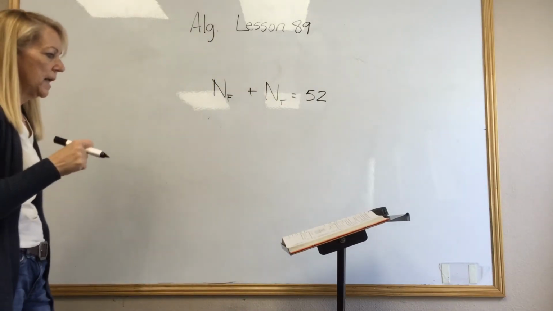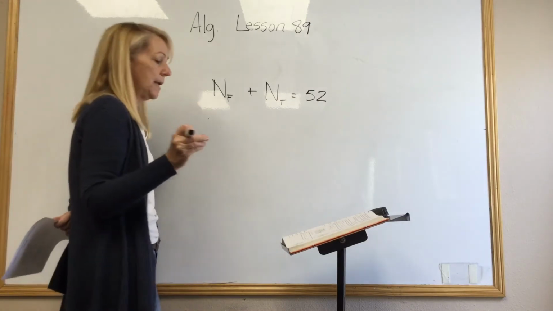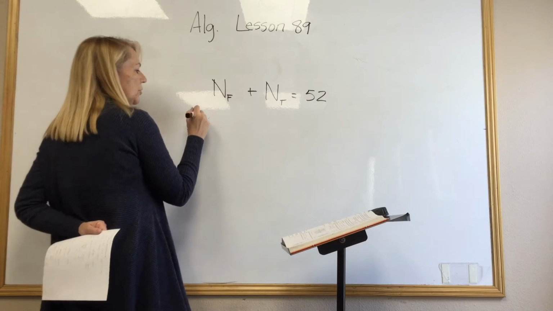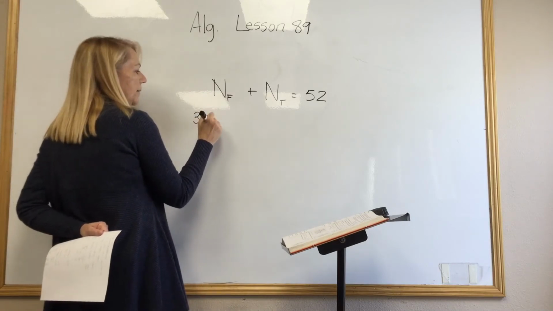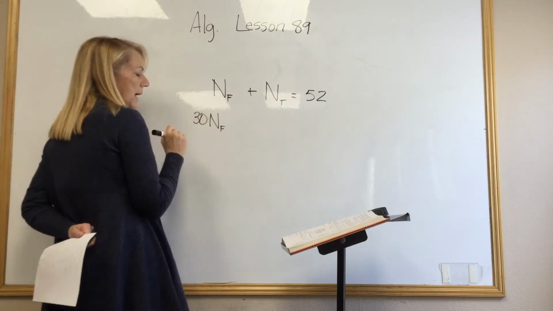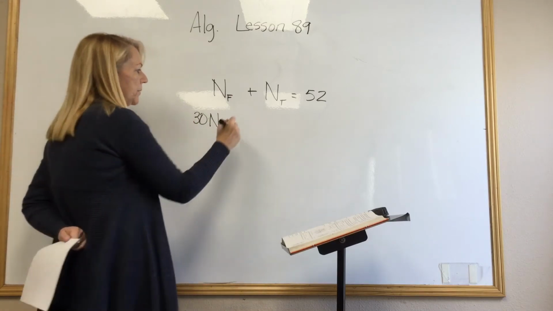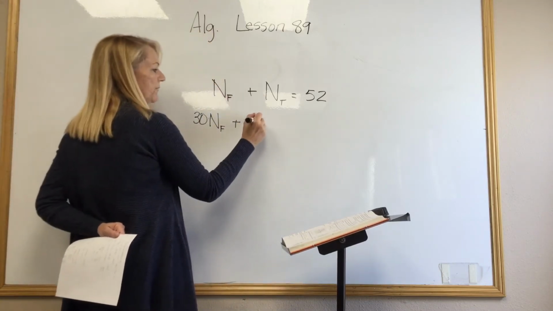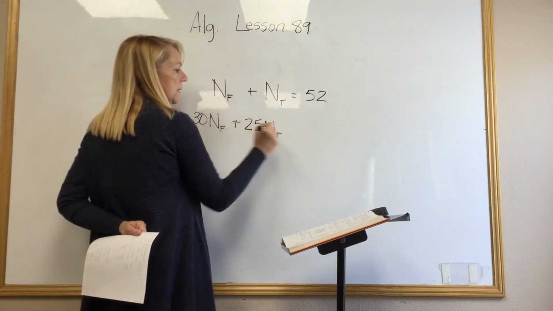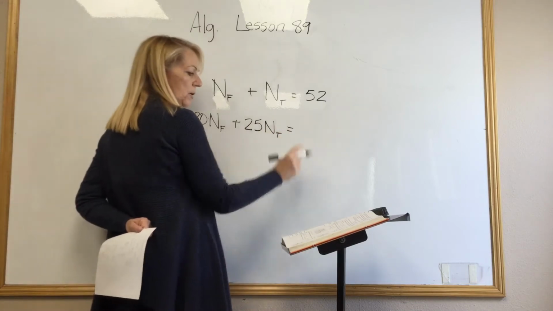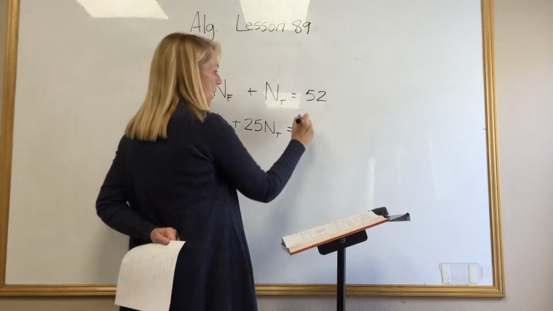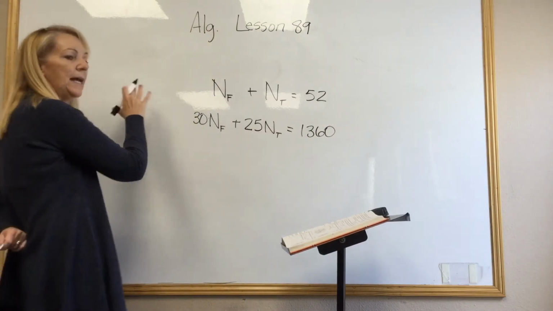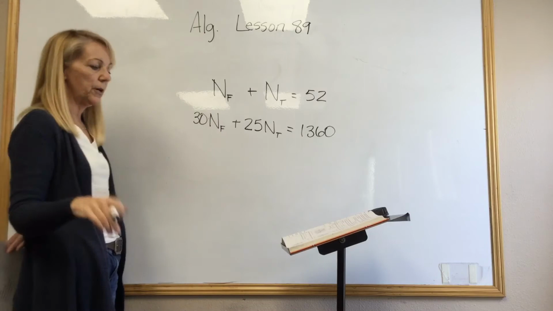We're halfway there. Now they told me how much each paid. They said the first class passengers paid $30. And so if it was $30 times number of first class, I'd get to a dollar amount, plus $25 for tourist class. So it'd be 25 times the number of tourist passengers. That's going to equal $1,360. So I've got my second equation now. So setting it up is the hardest part. Then you can just solve for the variables.